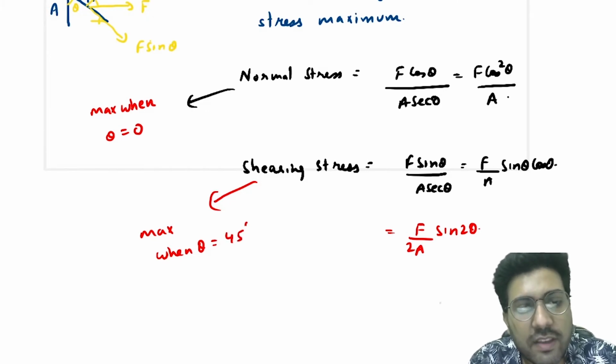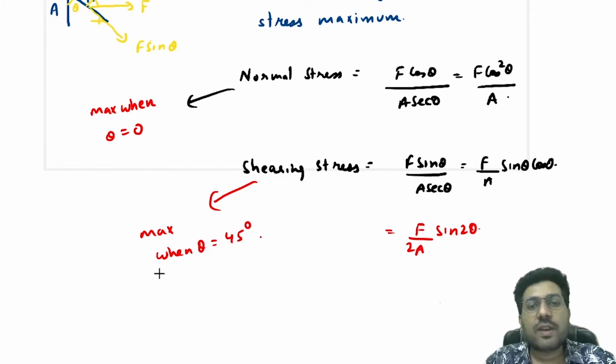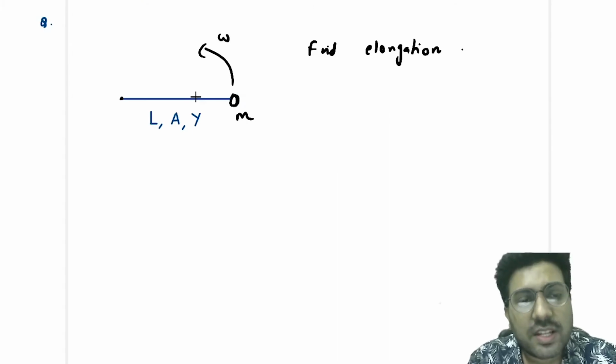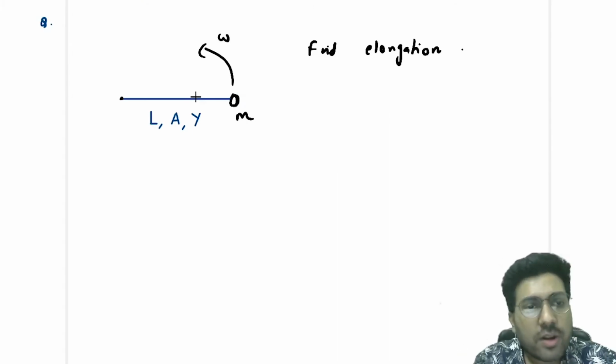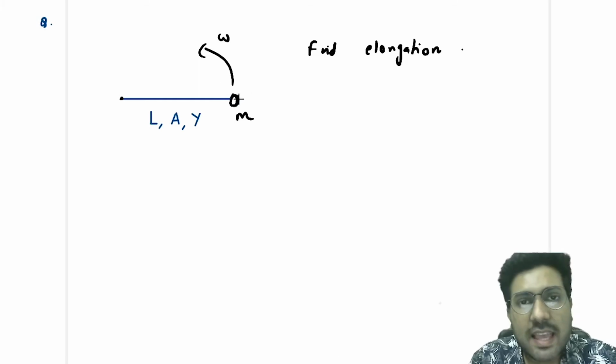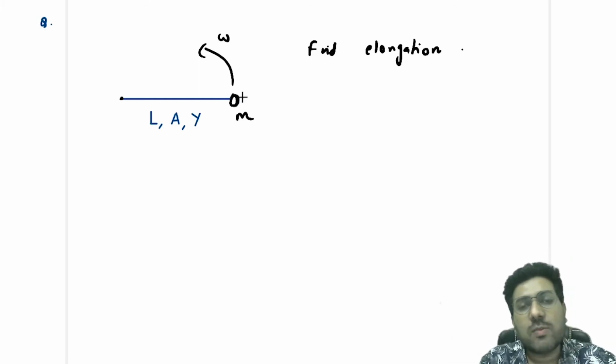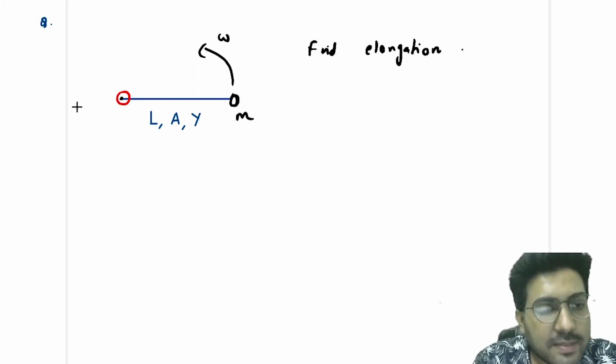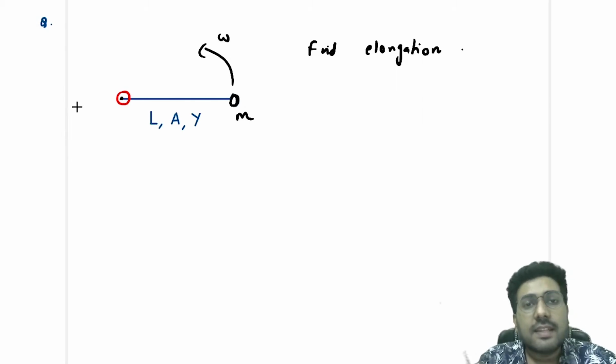Theta is 45. Now, in this question, it is given that you have a rod whose length is L, area of cross section is A, and the Young's modulus is Y. It is connected to a ball of mass m and they are rotated with an angular velocity omega about this axis. Then they are asking what is the elongation in the rod.